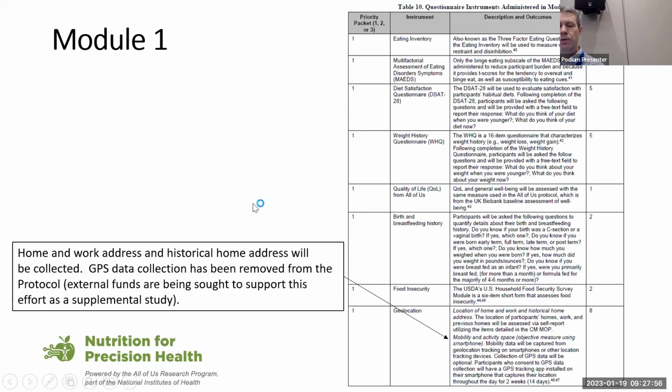Okay, so this first series of instruments, if you have a question about a certain survey, just let me know and we'll talk about it. But the critical thing about this first part of the table is that we are going to be assessing the participants' home and work address and also the history of their home address, like if they moved, but we're not going to collect information on GPS. So the GPS sensor has been removed from the protocol. And Kayla and Bruce are trying to find alternative funds to support that research. We very much would like to collect that data, but it's not part of the main protocol. Hopefully it'll be a supplemental study.